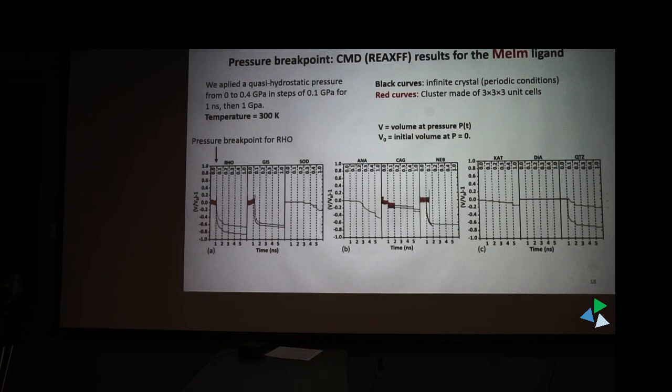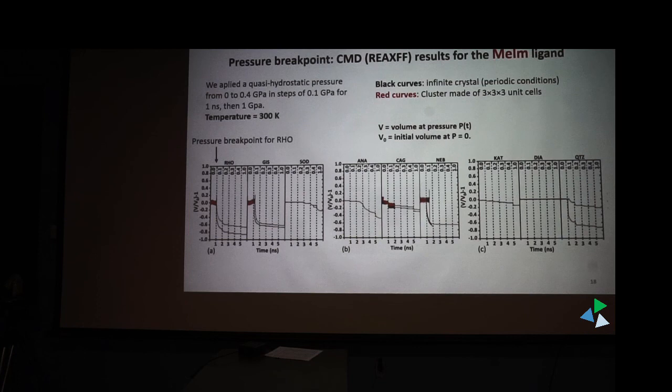So here are the results of our CEMD calculation for the pressure breakpoint. This first set of results is for the methyl imidazolate liquid. What we did is apply hydrostatic pressure. Here I write quasi hydrostatic because the pressure depends on time, and there are also fluctuations, so it's not a pure hydrostatic pressure.